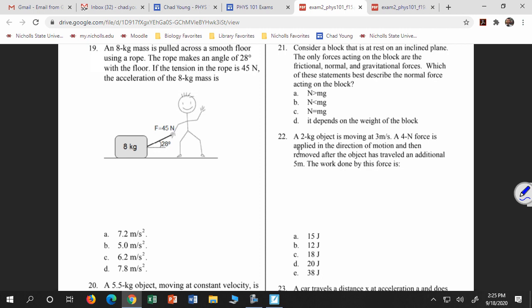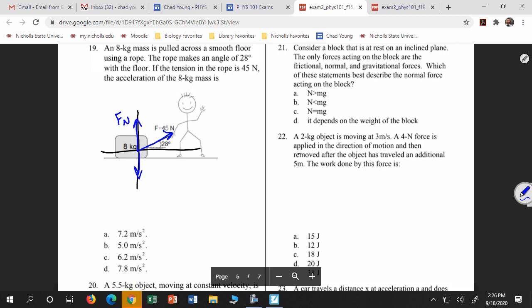Our procedure is going to be a lot the same as before. We draw our coordinate system and the vectors acting on it, resolve the vectors, apply Newton's second law, and then solve the equation. Four steps. Let's draw the coordinates first. I'm going to draw my vectors. I have 45 newtons at 28 degrees, a normal force, and a weight. And I want to know the acceleration. At this point you might be able to skip ahead to the third step, but let's follow all the steps.